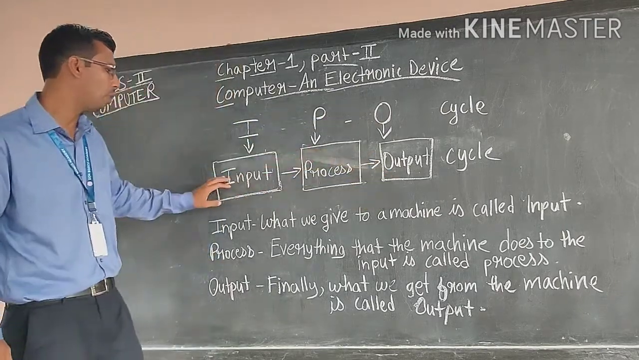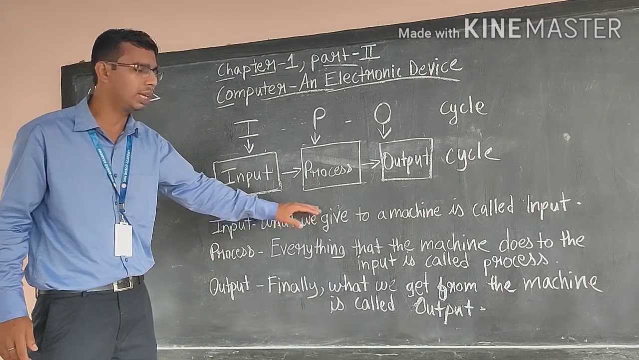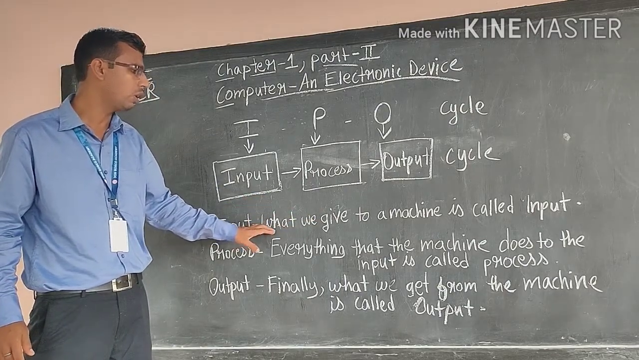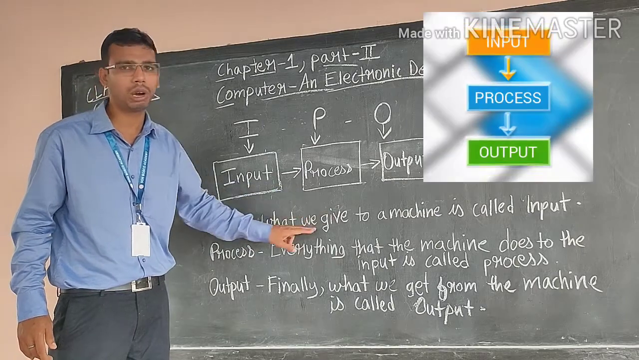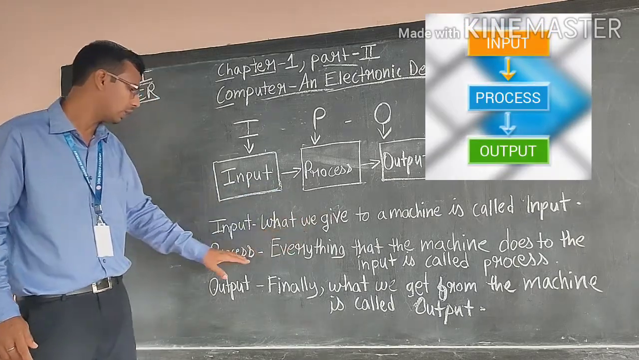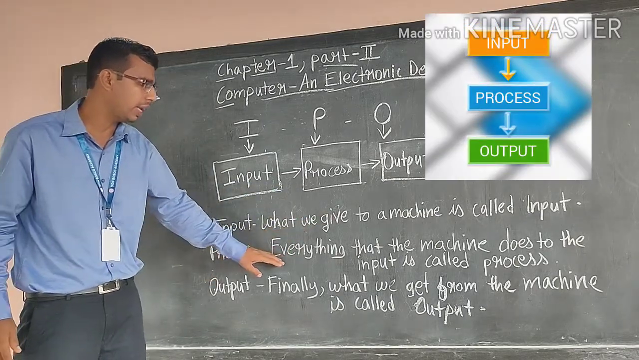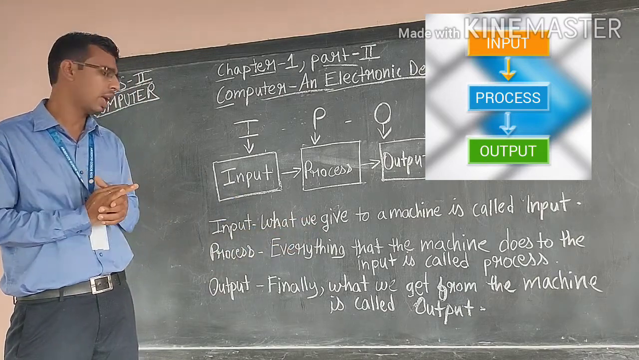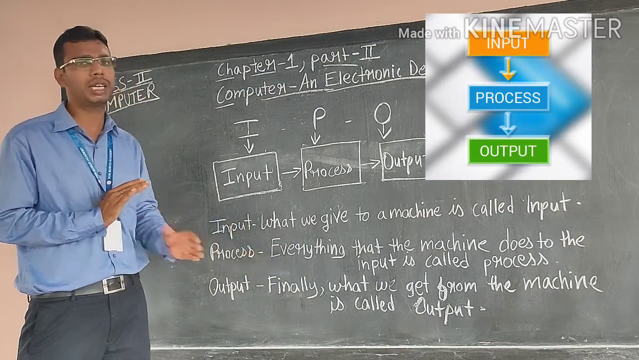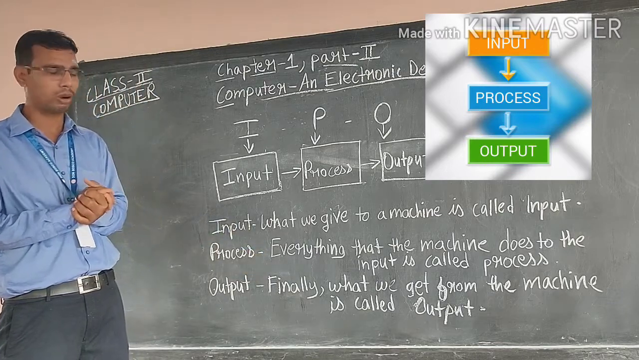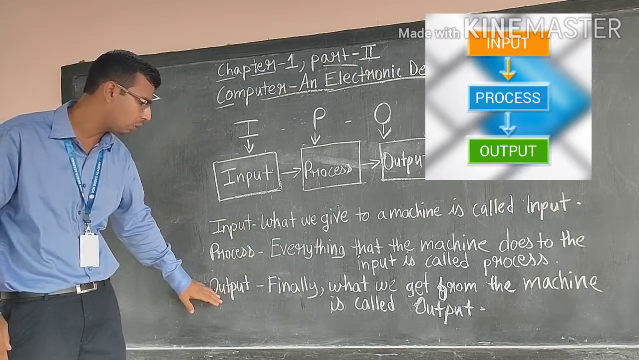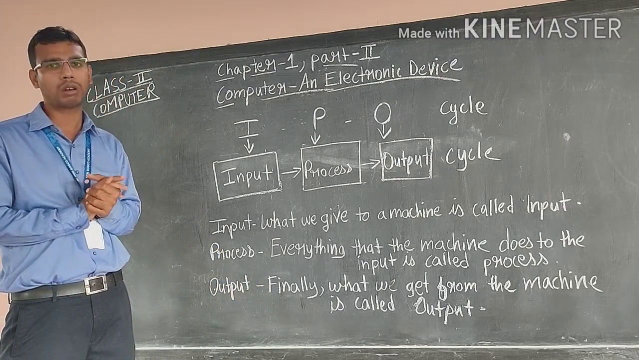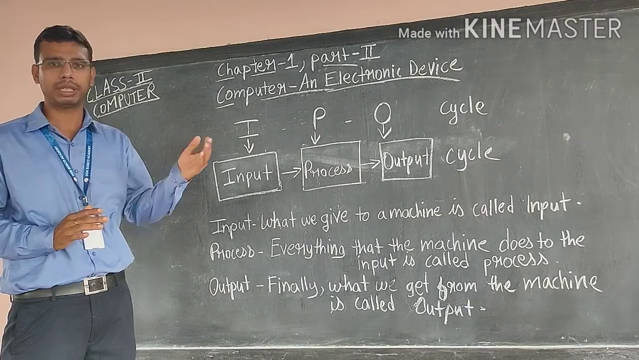What is called input? What we give to a machine is called input. What is called process? Everything that the machine does to the input is called process. What is called output? Finally, what we get from the machine is called output. Let us take some examples.